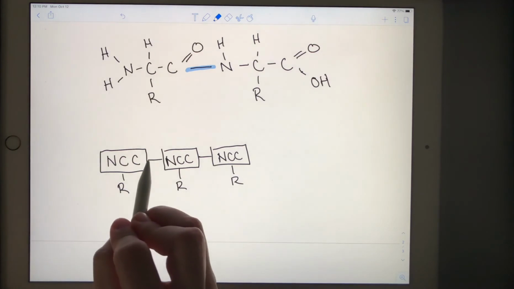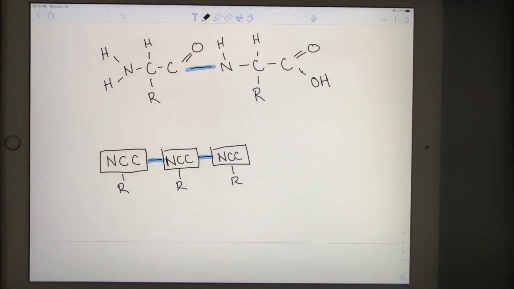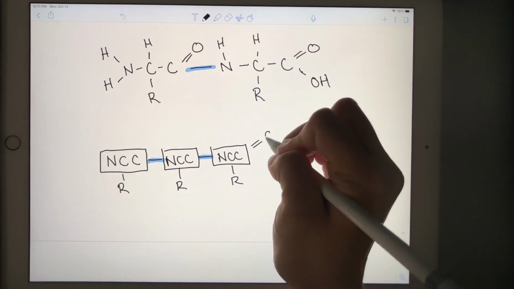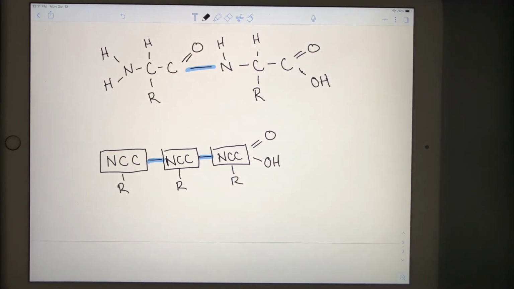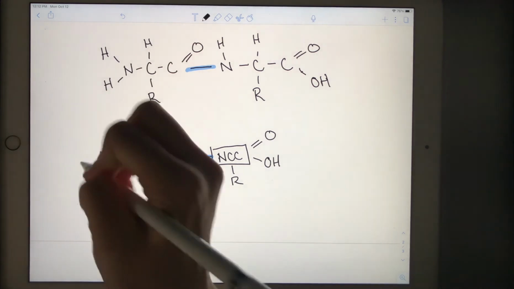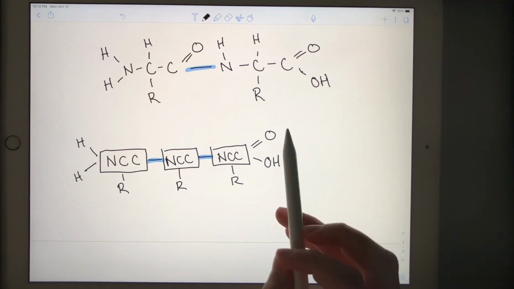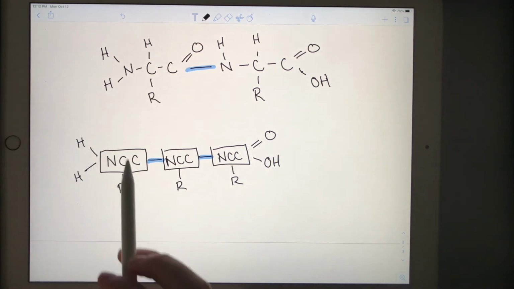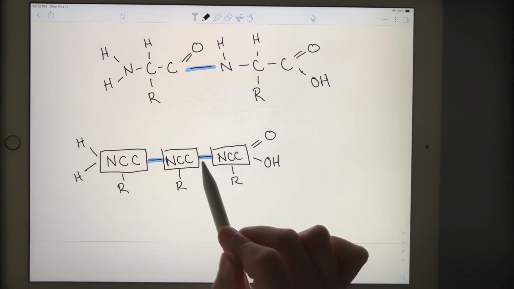So each of these bonds is a result of dehydration synthesis. And to remind you, remember that on the end, where there is not another amino acid bound, the carboxyl group on this side and that amine group on this side. These bonds are formed by dehydration synthesis.